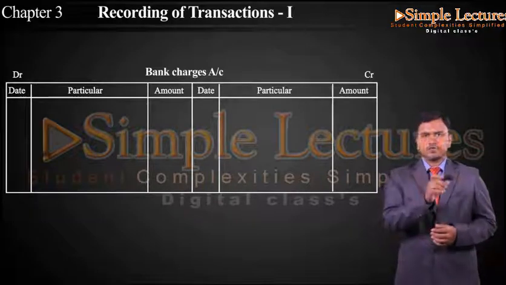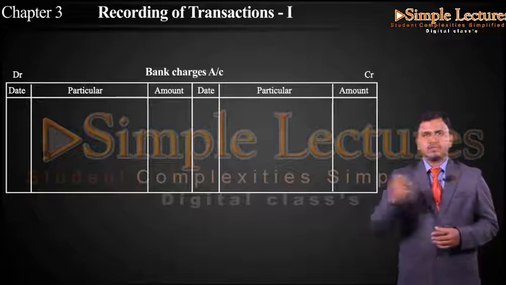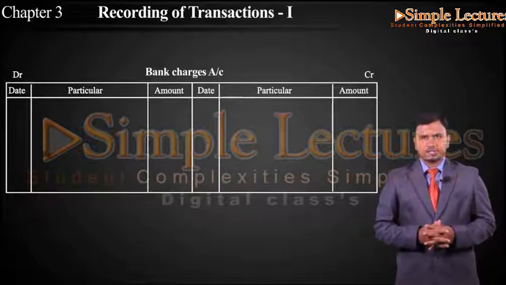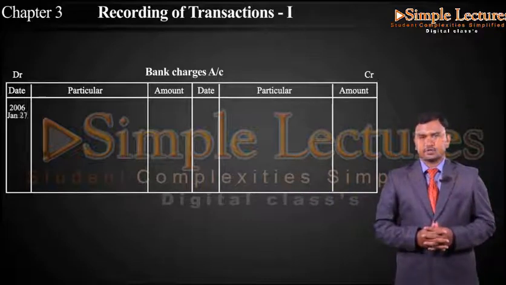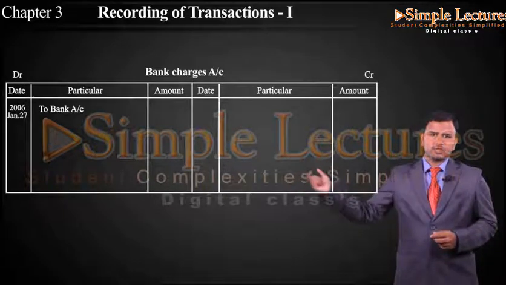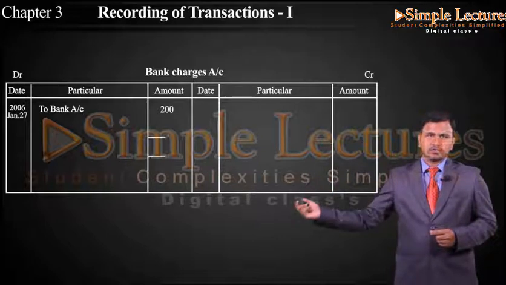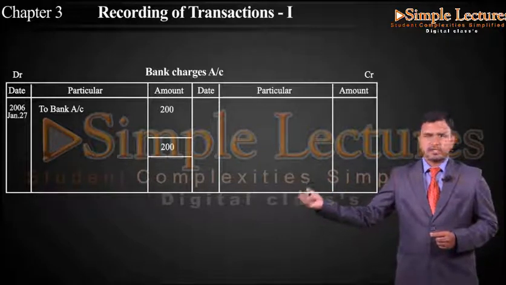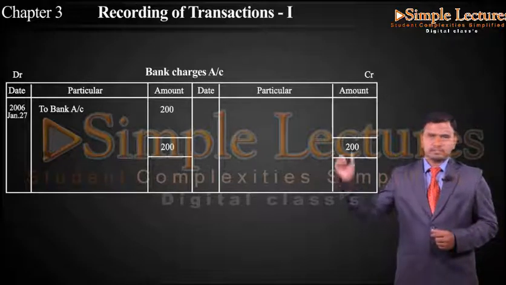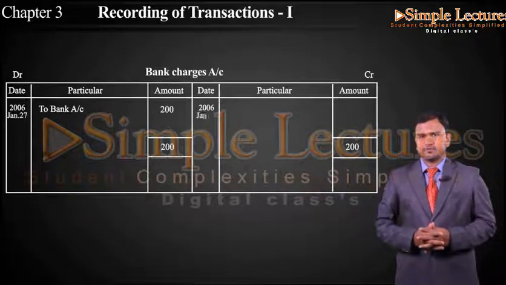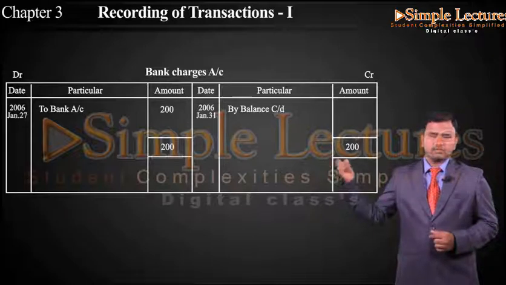Bank charges were debited and that should be posted to the debit side. The amount is 200. So in the bank charges account, on the debit side, Jan 27th to bank account 200, and we take the total of the debit side 200 and the same total on the credit side 200. Above that, Jan 31st by balance carried down 200.